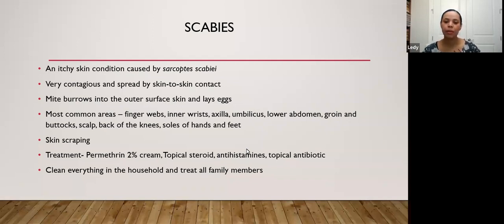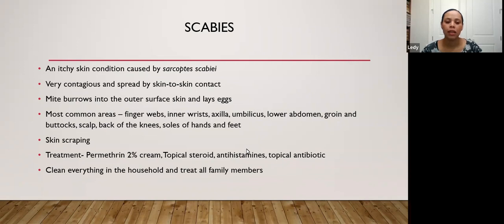And scabies in babies presents very different. So I'm going to talk about it in a few minutes. So the most important thing everybody knows is it's an itchy skin condition. It's caused by Sarcoptes scabiei. It's very contagious and it spreads from contact to contact. So usually it's very common in places where there's a lot of people, like nursing homes, jails, schools, or when there's just a lot of people living in a very small environment.